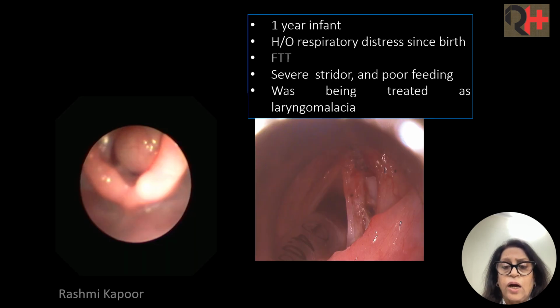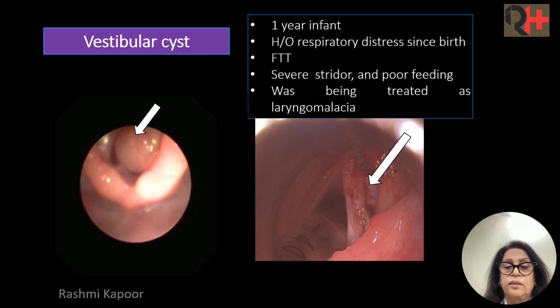Another infant, a 1-year-old, with a history of respiratory distress since birth. There was failure to thrive, severe stridor, and poor feeding. This child was being treated as laryngomalacia, but since there was a failure to thrive, this needed a bronchoscopy. And what we saw in bronchoscopy was a cystic structure completely blocking the glottic opening, and it was a vestibular cyst. We went ahead and removed the cyst in toto.